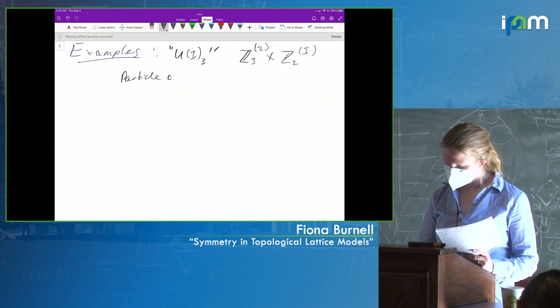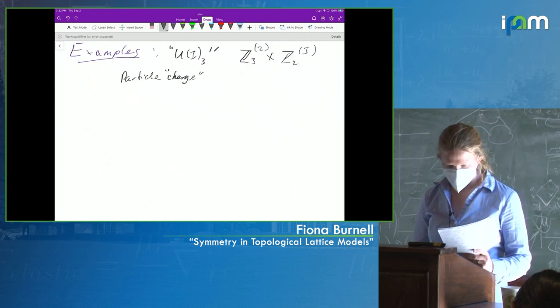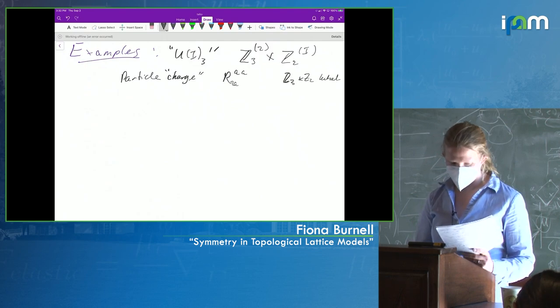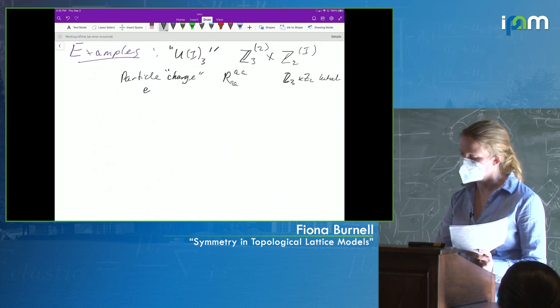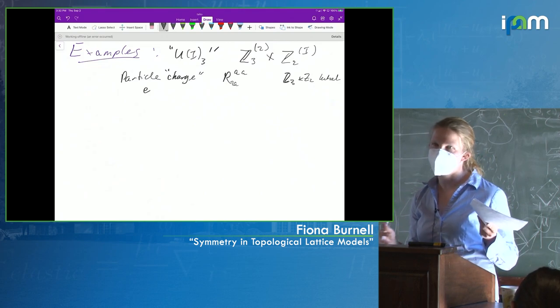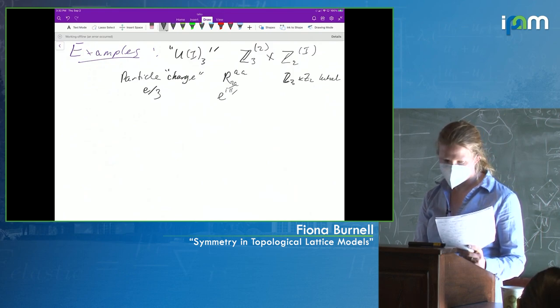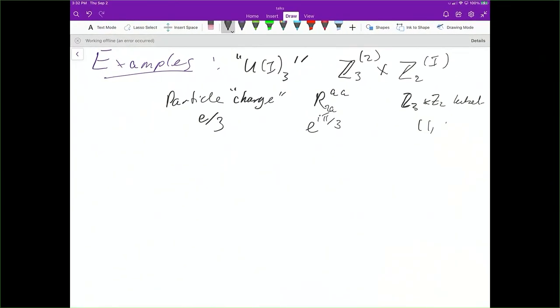I'll call it a charge, just some label, and it's a Z3 cross Z2 label. The charge here refers to, I haven't put electric charge in this theory, but if you wanted to associate this with the topological order of a Laughlin state, this would be like an e over 3 quasi-particle. Its braiding with itself is e to the i pi over 3, and in this language it corresponds to 1, 1. Then e to the 4 pi i over 3, and this is 2, 0. Charge 1.